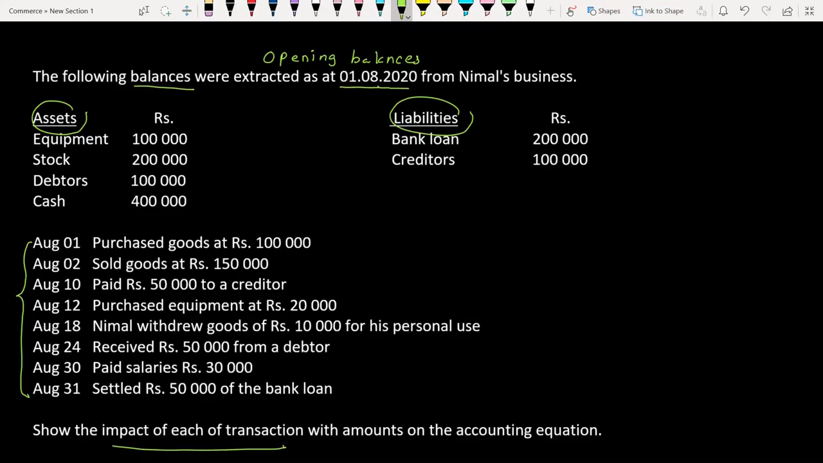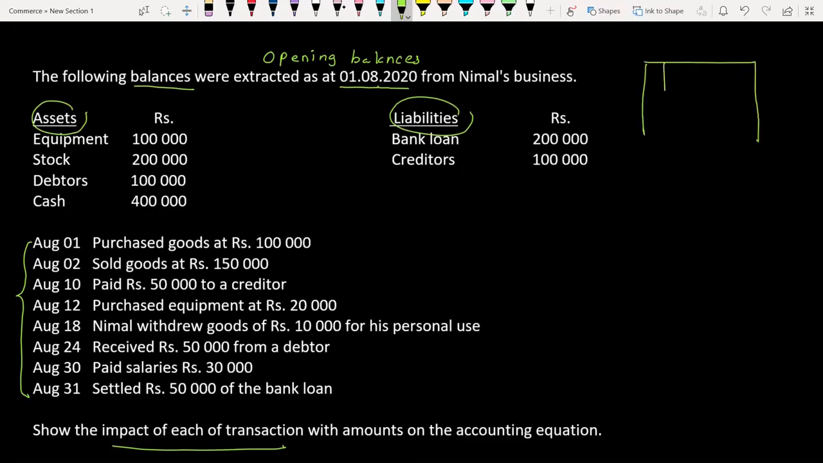Now for this, I'm going to use a table with columns. I have explained a similar example but without opening balances in a previous video. Make sure to watch that video. Now this will be the sketch of our table.